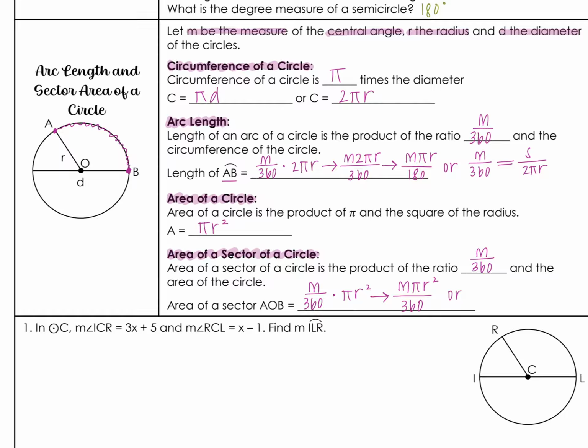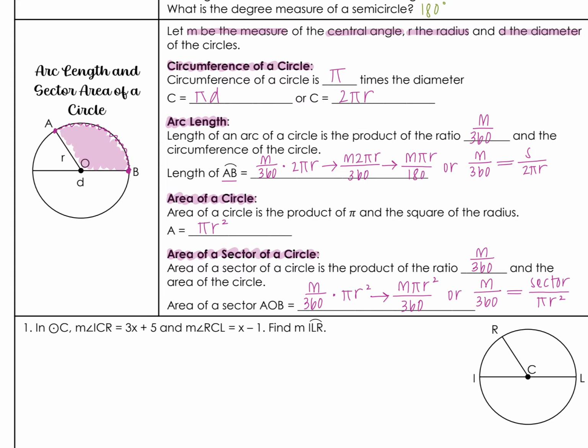Or once again, like the arc length, we could set up proportions here, by using that M over 360 is equal to my sector area divided by my area of the full circle, pi r squared. Okay, and just to clarify, area of a sector, so area, is going to be the inside of it. So for here, it would just be a section. So we have that AOB, which would be, for example, this section here, you would be finding the area of.